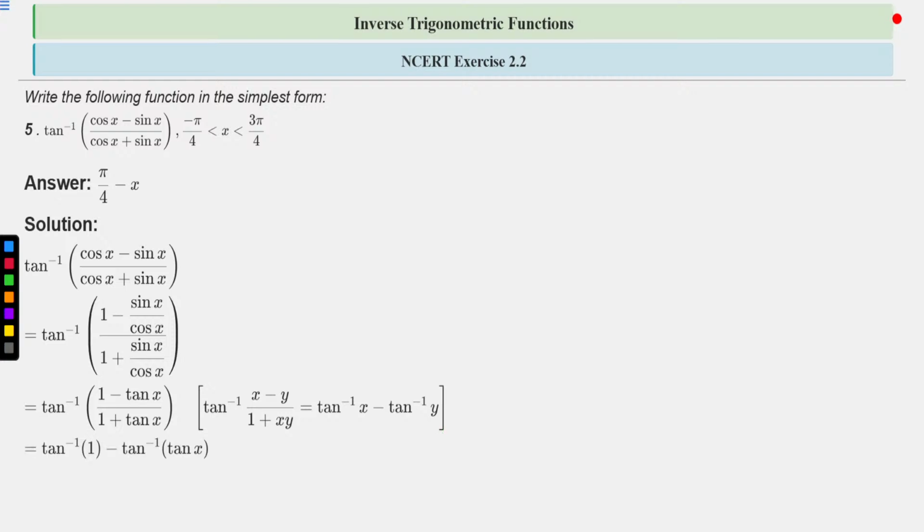So we will get tan inverse 1 minus tan inverse tan x, right? And from this theorem, tan inverse 1 minus tan inverse tan x, we can write tan inverse of pi by 4 minus x, right? So the correct answer will be pi by 4 minus x.